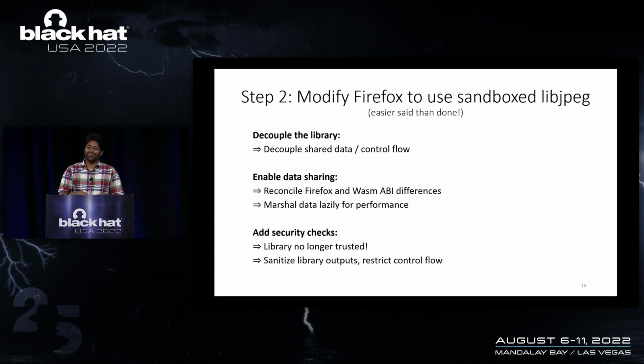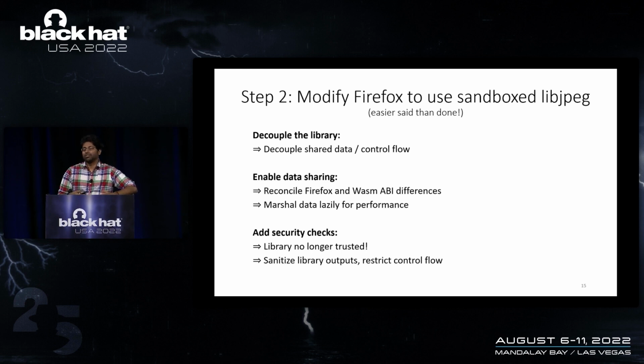Because when we started, libjpeg was a trusted library. Firefox trusted libjpeg, and it trusted libjpeg's outputs. What we've said now is libjpeg is sandboxed. We don't trust it. We shouldn't trust its outputs. Meaning we now have to go back to the Firefox code, find all the places libjpeg's output has been used, and add some sort of sanity check or data sanitization there.